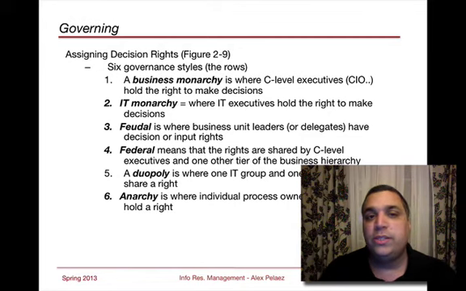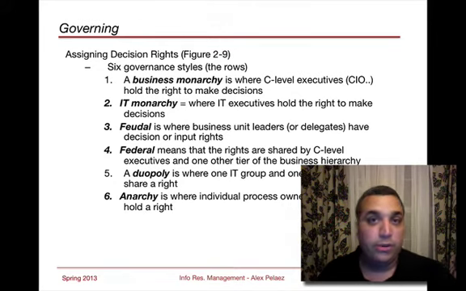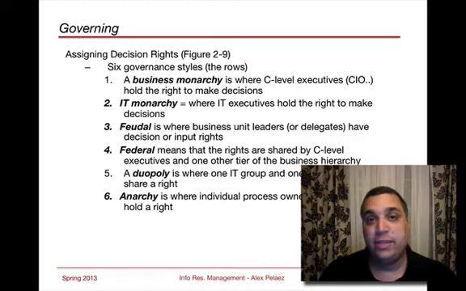So when you assign decision rights, you have 6 governance styles. The first 1 and 2 here are really just a monarchy, where one person makes the decision. In this case, it could be a C-level person, or it can be just IT makes the decision, and that's it. They make the decision, and no one else has a say.